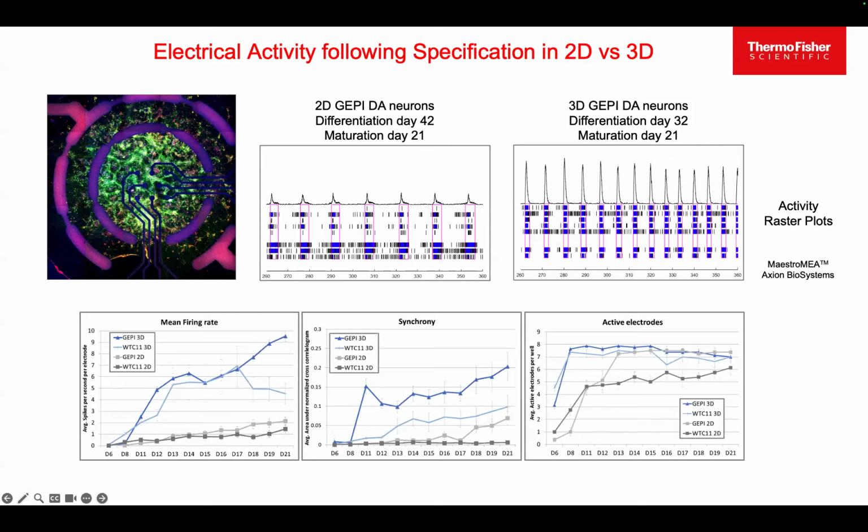We know specification and expansion, the blue lines in the graph, gives a nice boost to neuronal maturation over 2D, which is represented by the gray lines. Just quickly, starting on the left across the bottom, we see higher activity or mean firing rates, greater network formation or synchrony, as well as more activity over time and over a wider area in the 3D protocol, in a couple of different cell lines as well, which is important. All of which I think speaks to the importance of 3D culture.